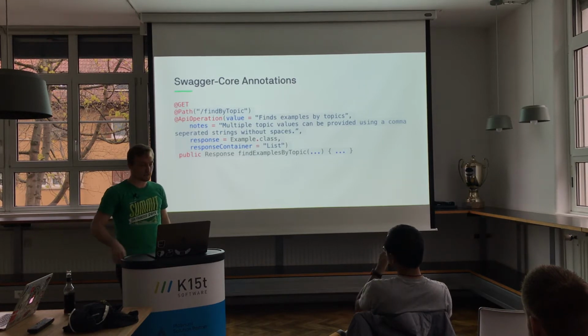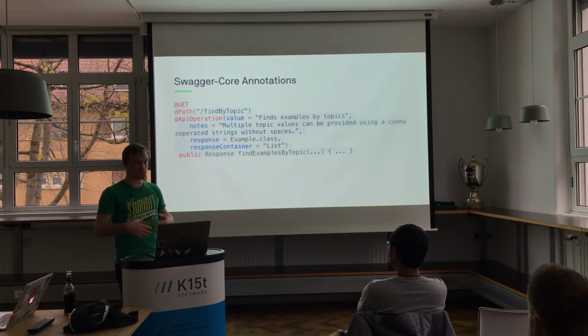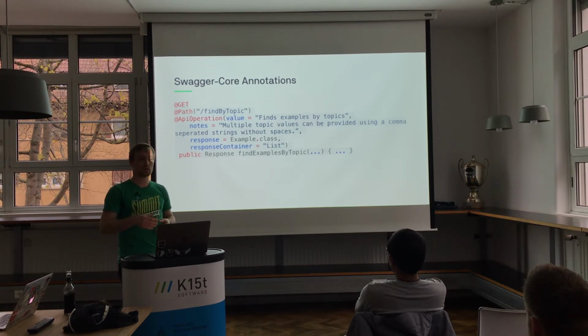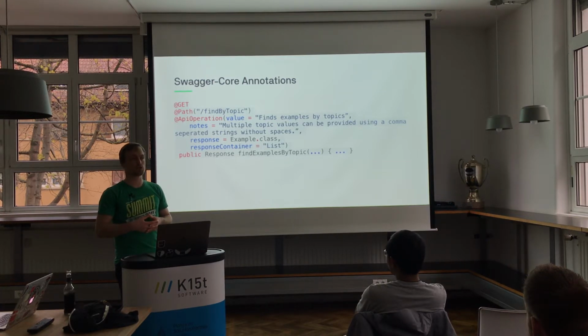And using the API operation annotation, I was able to define more semantic or describe it a little bit better. The value is basically a summary, really a short statement, and the notes is later on parsed as description, where you can really add some text.